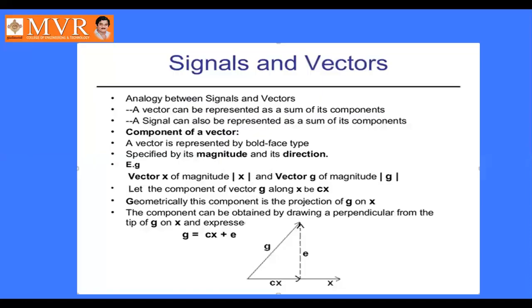Causal, linear, time invariance, etc. Okay. Next, coming to signals and vectors. It is nothing but an analogy between them. Analogy means similarity between vectors and signals.